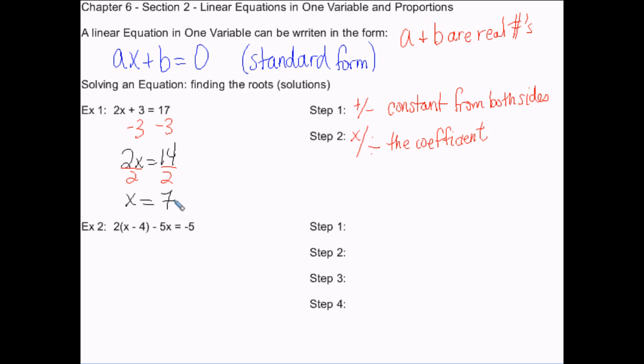Sometimes they're a little bit more complicated. As you can tell, example 2 has more steps than example 3. When that happens, we want to look at what's going on in the equation. We've got the parentheses, so we have to distribute first. So we distribute that 2, and we get 2x minus 8 minus 5x equals negative 5. Now I only want one x term on this side, so I need to collect my like terms next.